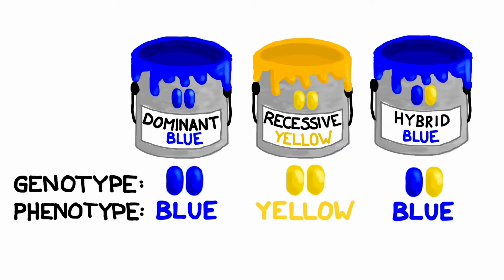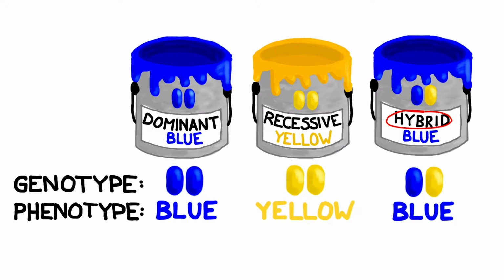The first two cans are pretty straightforward. The can with the blue genotype has a blue phenotype, and the can with the yellow genotype has a yellow phenotype. But what about the can on the right, whose genotype contains both blue and yellow components? This can is called a hybrid. Its phenotype is blue because the blue paint overpowers the yellow paint.